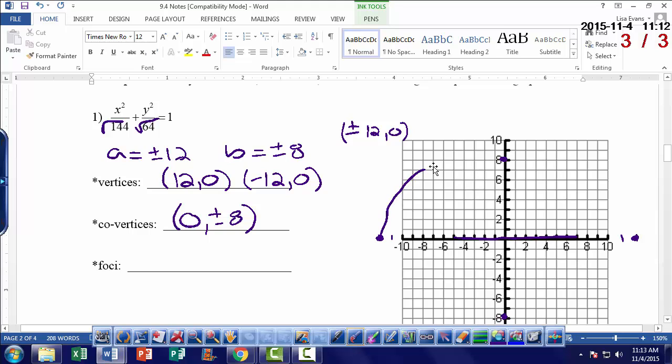This is not going to be too neat. I know it's messy. It's the best I could do. There we go. Okay, now the foci, we have to do a little equation to find that.